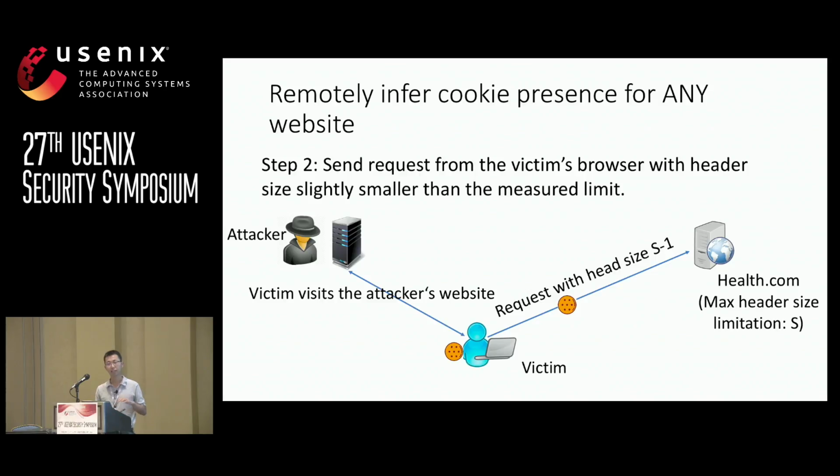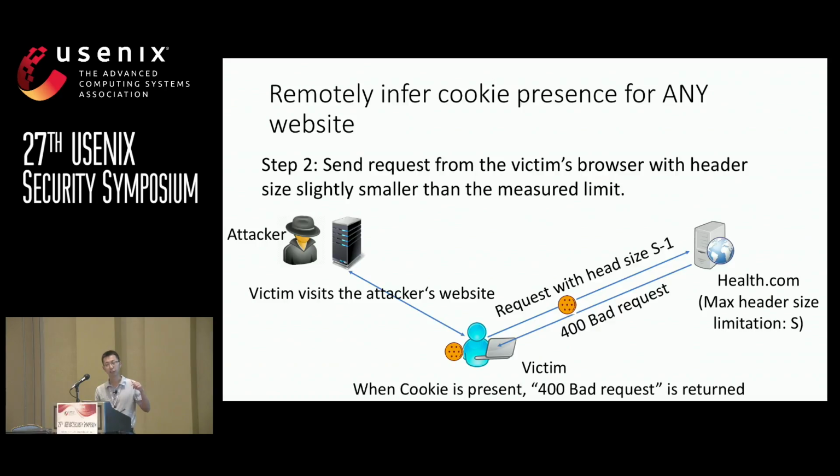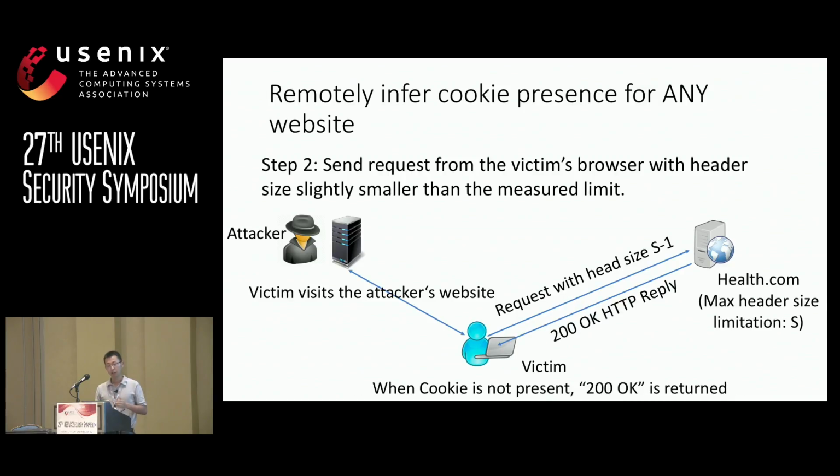If a cookie is present in the victim's browser, the cookie will automatically attach to the request. So the total size will exceed the target server limitation, and a 400 bad request response is returned. If the cookie is not present, then the target server will return a 200 OK response.